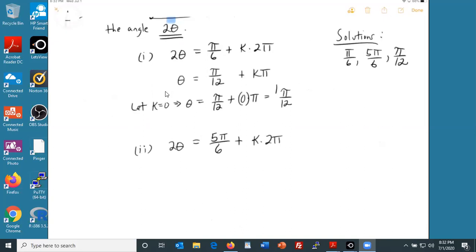All right, in part 2 here, we're going to divide by 2 first to solve for theta. So we get 5 pi over 12 plus k times pi. So again, the 2 will cancel out at the 2 pi when I divide that by 2. And then when I divide this by 2, it's really going into the denominator. So it makes it 12 instead of 6.